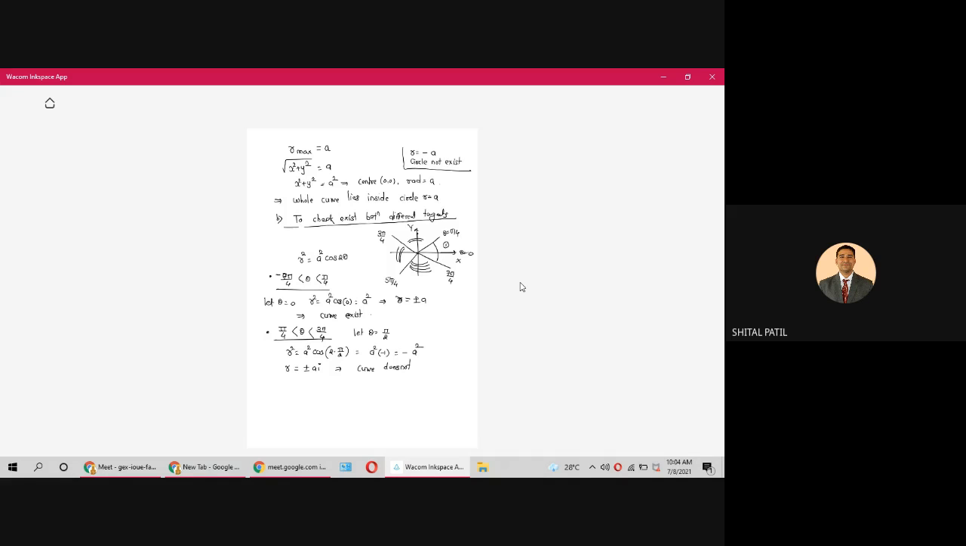Anyone? Curve does not exist. Audible, na? Yes, sir. हाँ, so curve does not exist here. You might have understood. समझ में आ रहा है ना सबको? अब next part में जाते हैं.